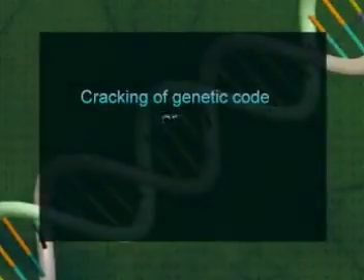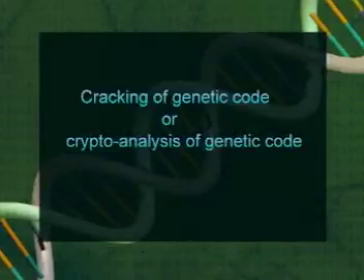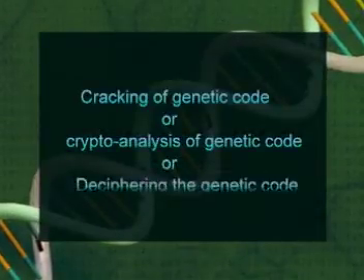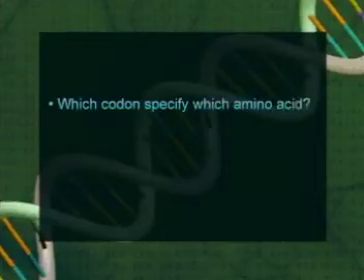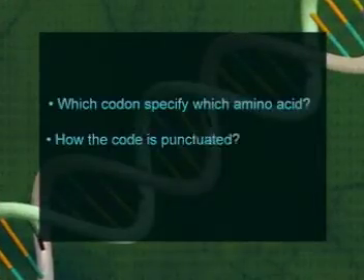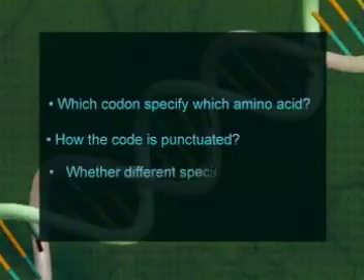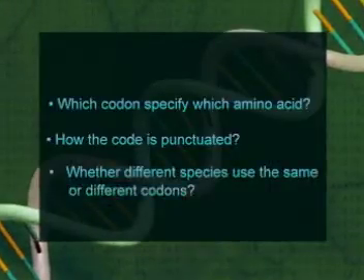Cracking of genetic code or cryptanalysis of genetic code or deciphering the genetic code. The deciphering of the genetic code means which codons specify which amino acid, how the code is punctuated, whether different species use the same or different codons. In 1950s, it was theoretically accepted that genetic code should be triplet in nature, and it was not possible to say which out of 64 codons code for which amino acid.